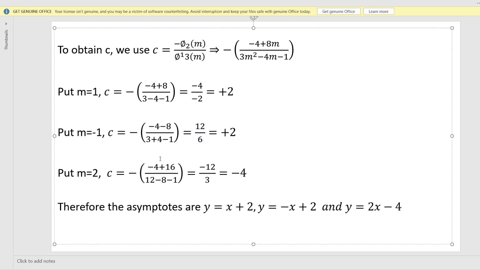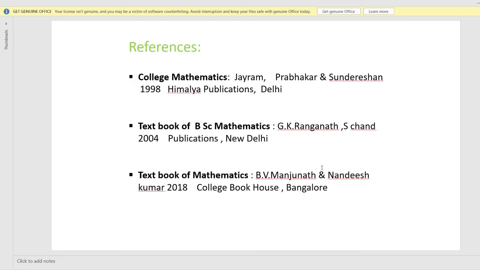Next, m is equal to 2. Minus of minus 4 plus 8 2s are 16 divided by 2 2s are 4, 4 3s are 12, 12 minus 4 2s are 8 minus 1. What we have, 16 minus 4 is 12, 12 minus 12 divided by 12 minus 8 is 4, 4 minus 1 is 3, 3 4s are 12, with the minus sign. So therefore the asymptotes are y is equal to 1 into x plus 2, that is x plus 2, minus x plus 2, and 2x minus 4. These are the oblique asymptotes. Thank you.